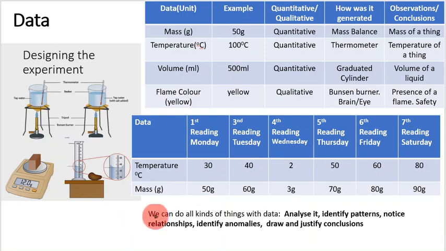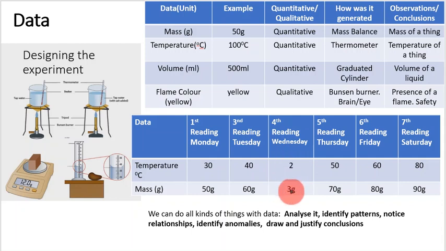Now, we can identify anomalies. So we can see here that straight away, this data point here, it just stands out. So that can indicate that there was something wrong. So on that particular day, whoever measured that temperature, maybe they incorrectly read the thermometer. Maybe they didn't even measure the temperature and they just put in a random number. There could be any number of reasons for this, and the same with the mass as well.